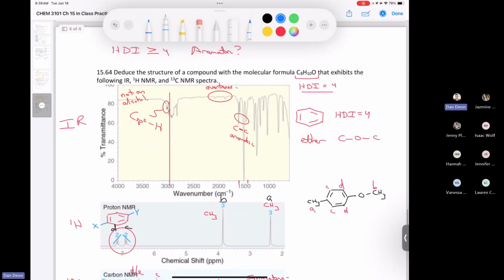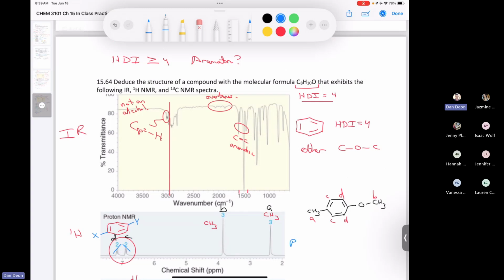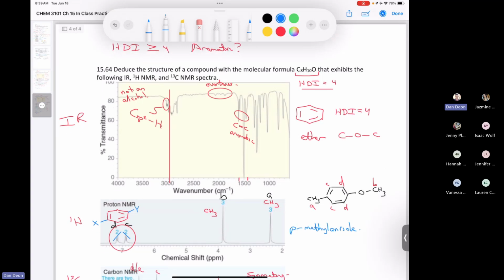All right, so we were able to solve that one. So again, you'd call this compound paramethyl anisole, which again is neither here nor there. But there we go. So those are a few of the questions from Klein.